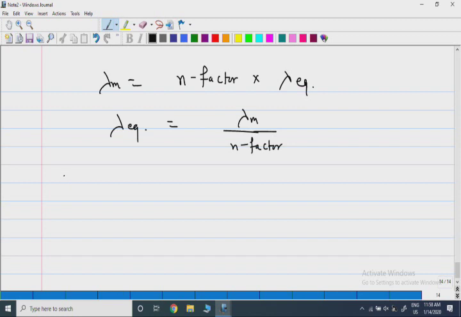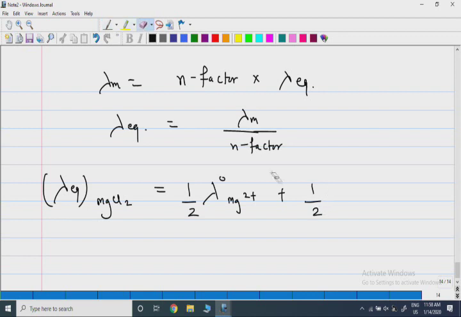Let's say suppose for the MgCl2, I want to write the lambda eq. So lambda eq for MgCl2 is nothing but lambda of Mg2 plus by 2, plus lambda naught of Cl minus, because Cl minus has an n factor 1. I hope we have knowledge about the n factor.